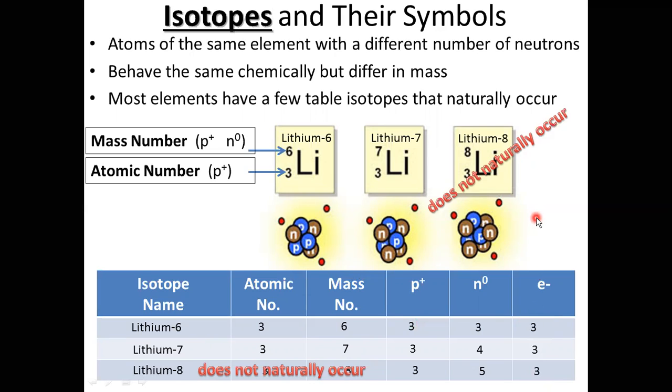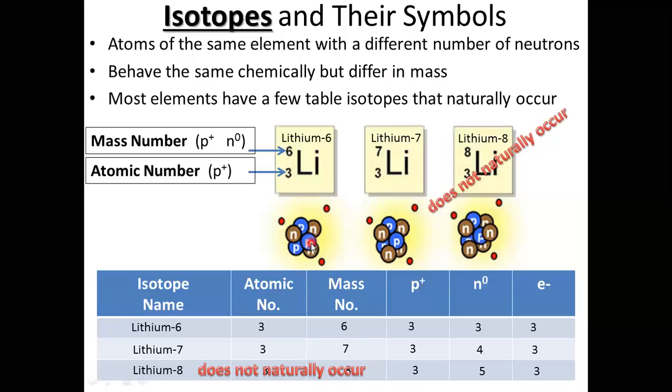So the specific idea that relates to isotopes: what they are, atoms of the same element. What differs is right here, the number of neutrons. Well, they'd be the same in a number of ways. First of all, they'd chemically behave the same. They would differ in mass. Lithium-7 would be heavier than lithium-6.